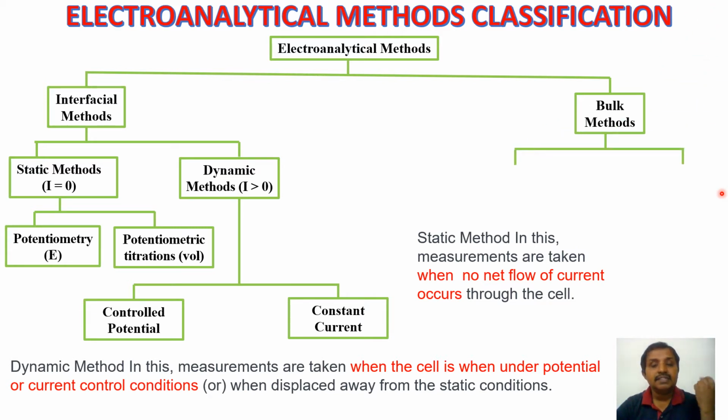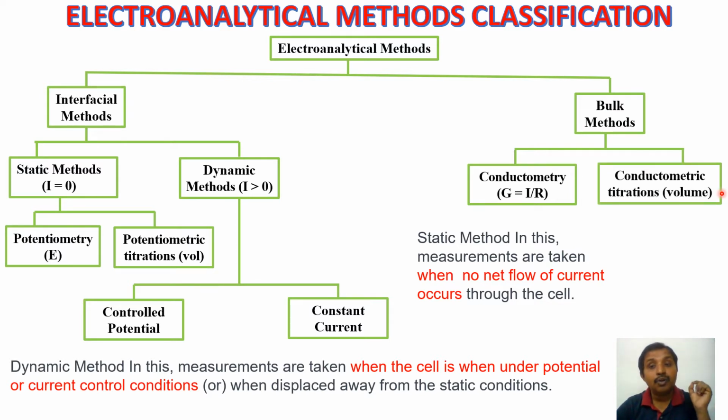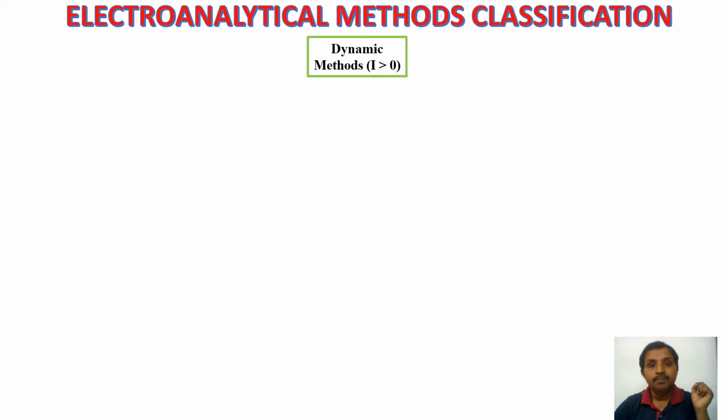Now let us discuss the classification of the bulk method. The bulk methods are classified into conductometry and conductometric titrations. Now, let us discuss in detail the classification of dynamic methods where the current flow is not equal to zero.